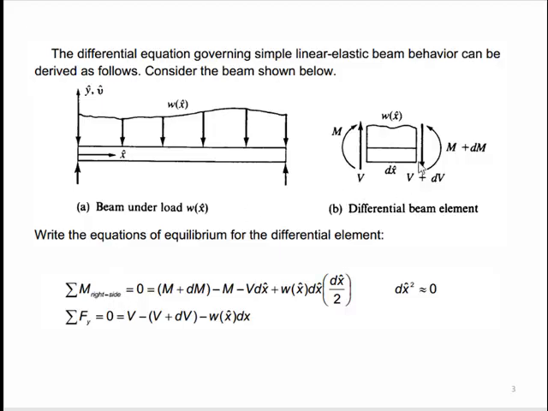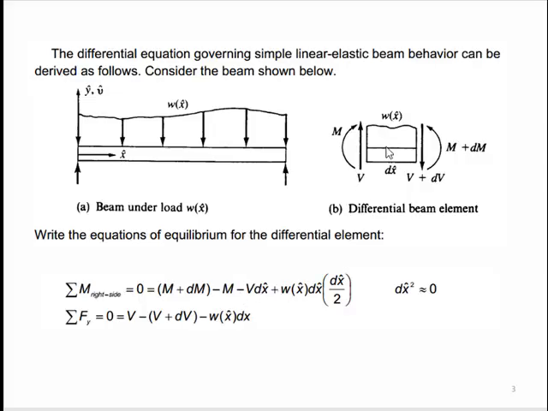So this point is our moment center. If we consider this moment first, m plus dm, it is in the counterclockwise direction, so we take it positive, and then this m is in the clockwise direction, so minus m, and minus v into dx. This is v and dx is the lever arm. This is our moment center, and it is producing moment in the clockwise direction, so we take it as negative.